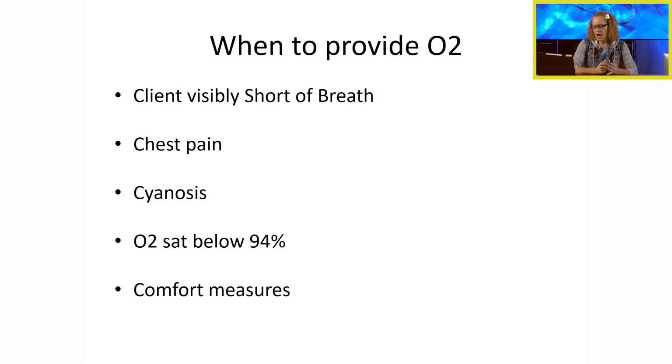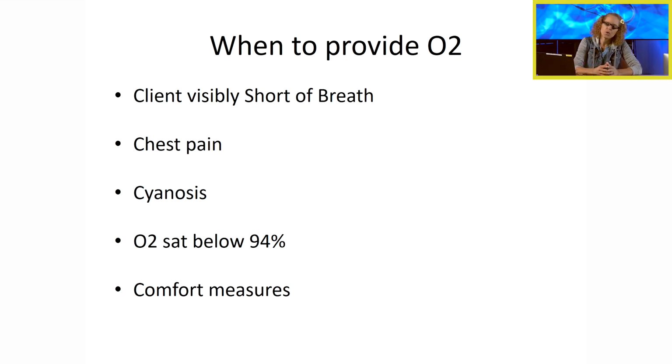So we want to look when our patient is visibly short of breath, during an episode of chest pain, when the patient is visibly cyanotic, which means there's either a blueness around their lips or their face looks very pale, when their oxygen saturation falls below 94%, so when we check their oxygen saturation and it's below 94%, but we also use oxygen for comfort measures.